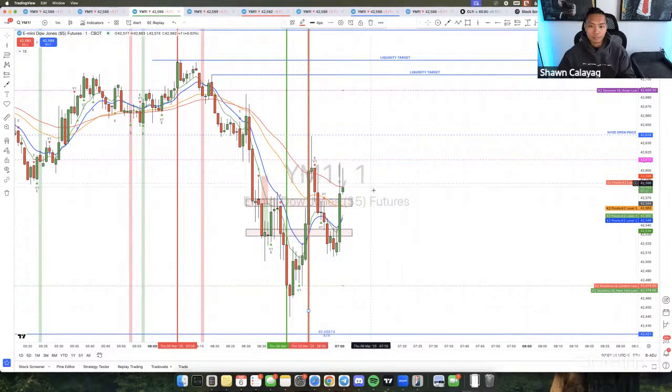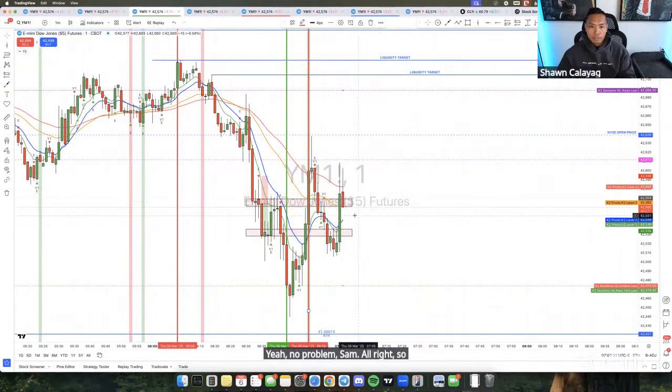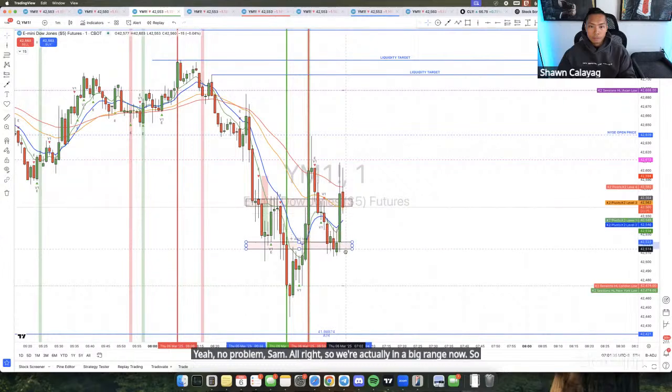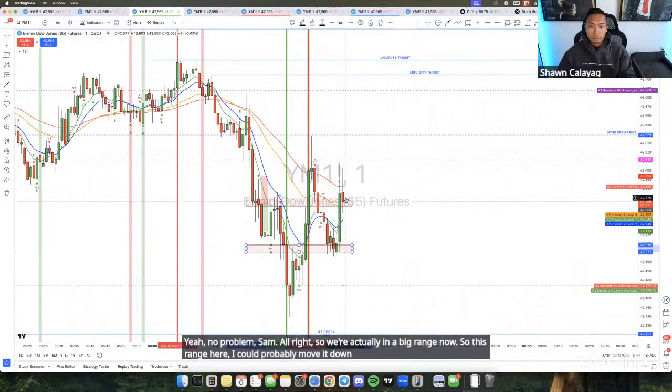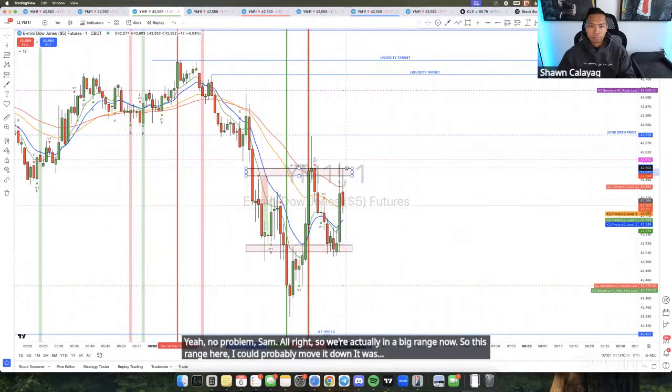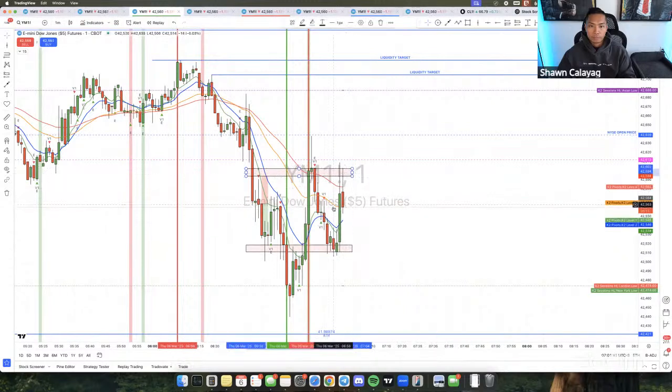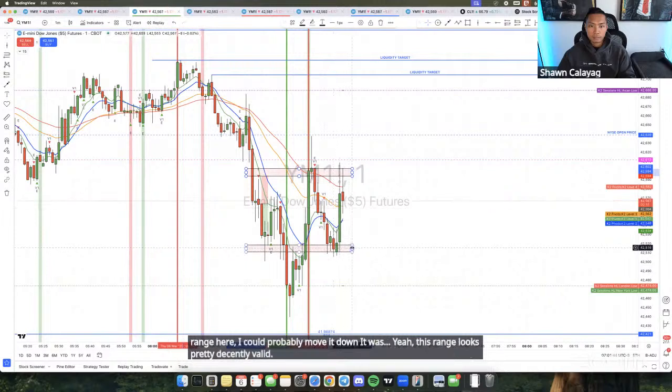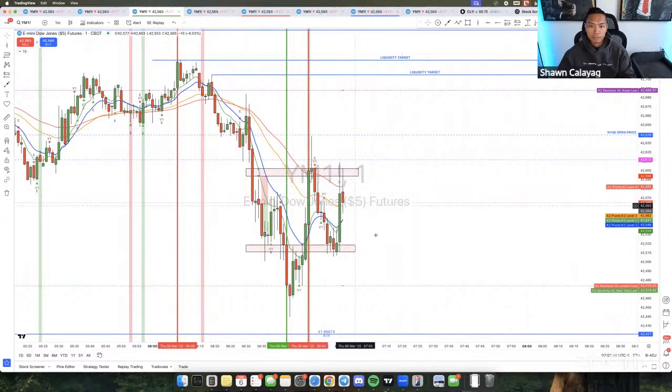Yeah, no problem, Sam. All right, so we're actually in a big range now. So this range here, I could probably move it down. Move this up. Yeah, this range looks pretty decently valid. Price is respecting the zones right there.